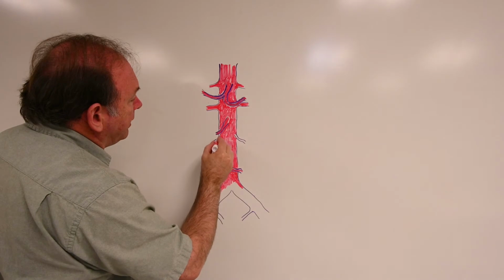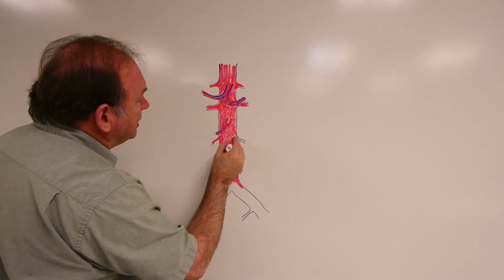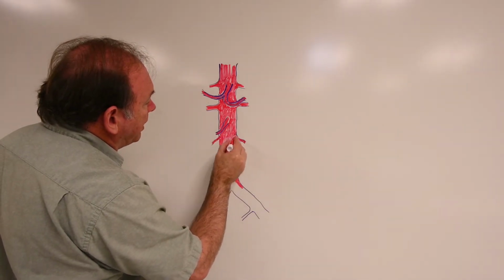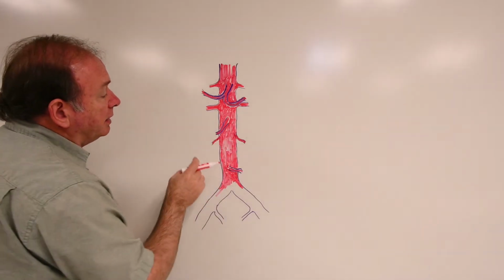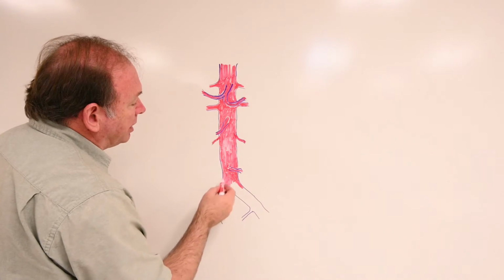And then next down here, we have those that go to the gonads. So if it were a male, this would be a spermatic artery. If it was female, it would be ovarian artery. But anyway, gonadal arteries coming off.